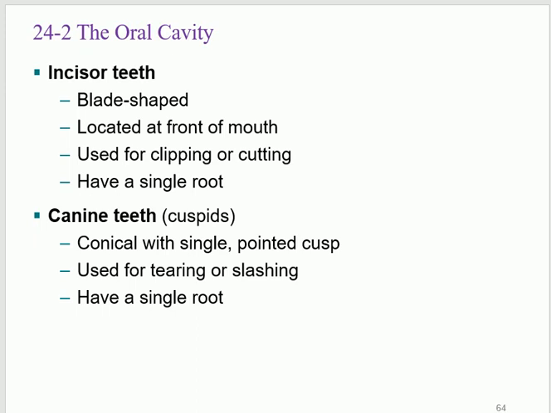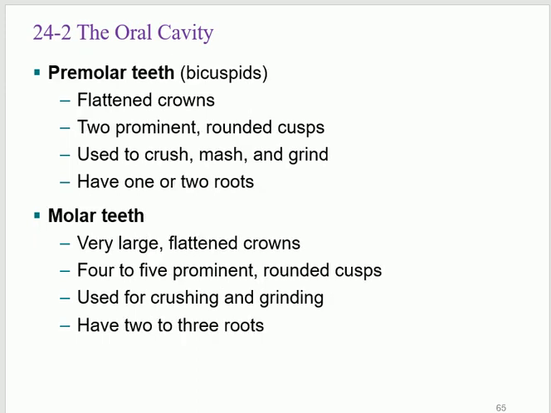Okay, so we have incisors, the ones that are for cutting, canine, slashing or tearing, premolars. These have flat crowns, so they're for crushing. And then the molars are also for crushing and grinding.